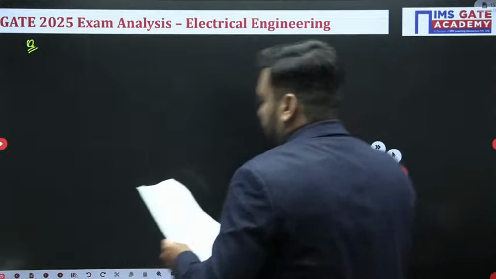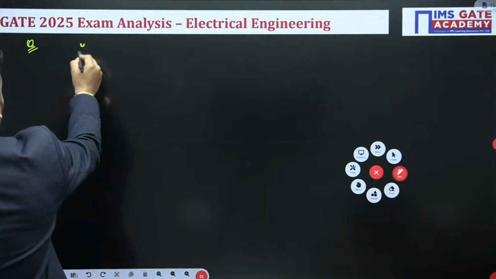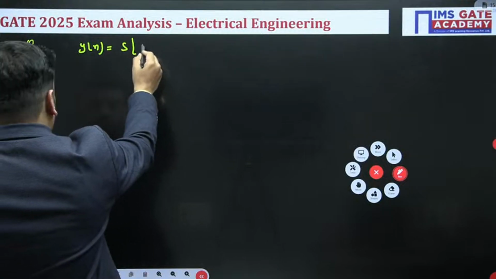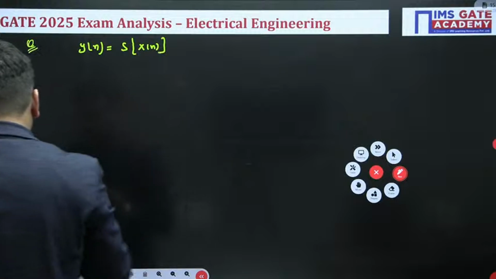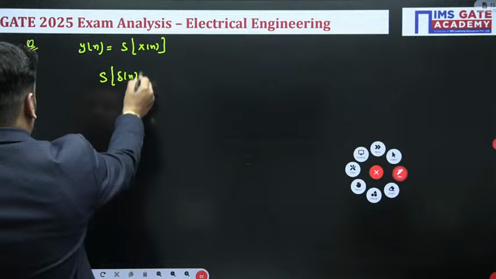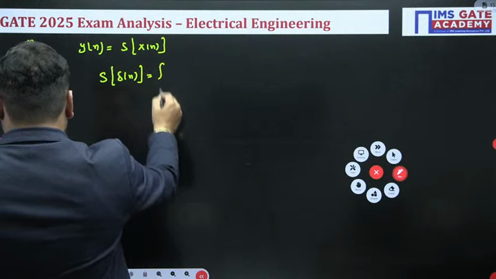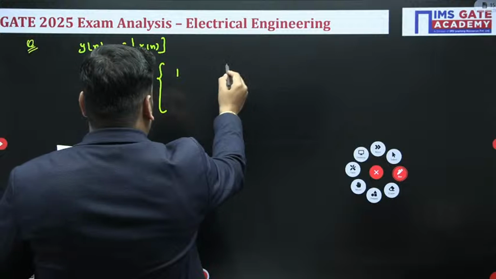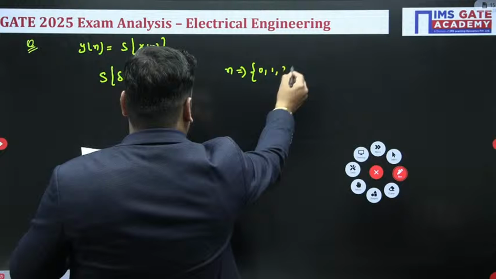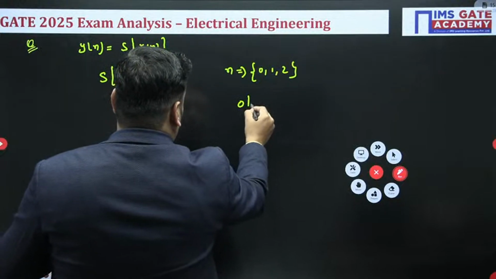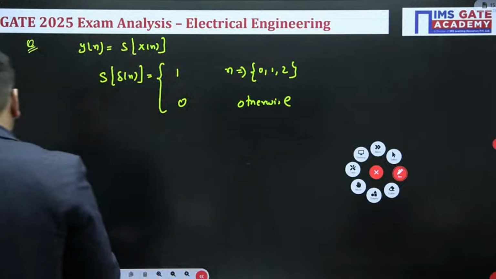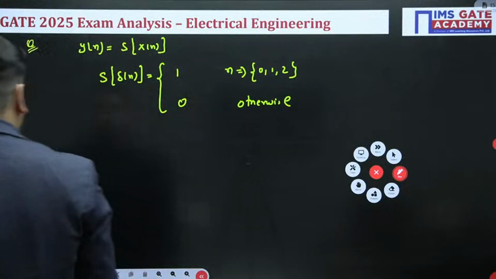Here the question is y of n given to you, a signals and systems question. For input x of n, it is given that the impulse input is del of n, and the output is 1 for n equal to 0, 1, 2, and otherwise 0. The examiner is asking for the output.